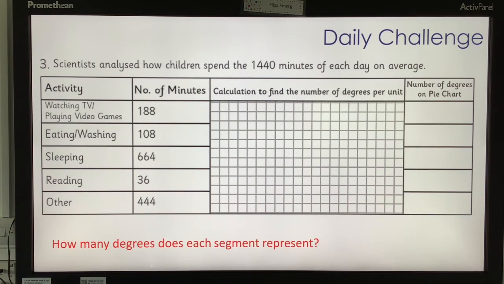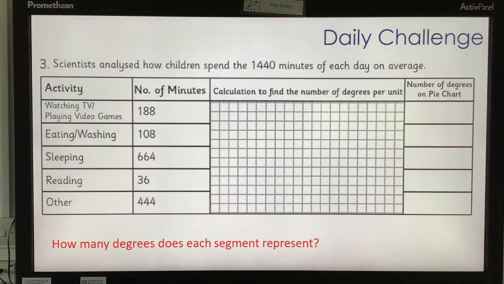Here's your next one. Scientists analysed how children spent the 1,440 minutes of each day on average. 118 minutes were spent watching TV or playing video games. 108 was spent eating or washing. 664 was spent sleeping. 36 was spent reading. And 444 was spent doing something else. So think about how would you work out how many degrees represent each minute? And then how many degrees would represent each activity? Pause it and have a go.